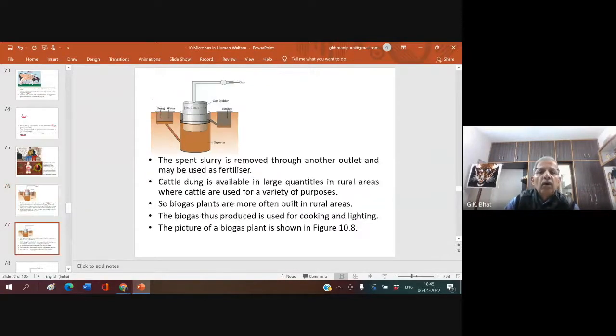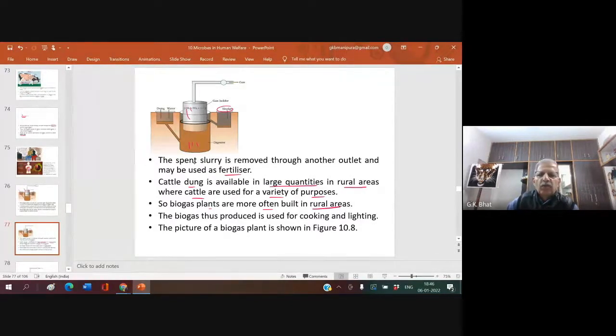Okay, the spent slurry is removed. This is the spent slurry. It is removed through another outlet and may be used as fertilizer. When the gas gets accumulated, the cover will come up and this gas is carried to the kitchen for cooking or lighting purposes. Cattle dung is available in large quantities in rural areas where cattle are used for a variety of purposes. So biogas plants are more often built in rural areas.